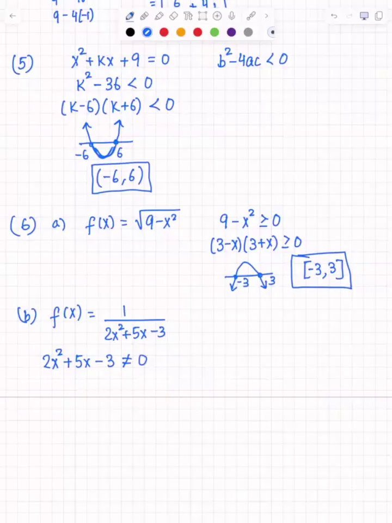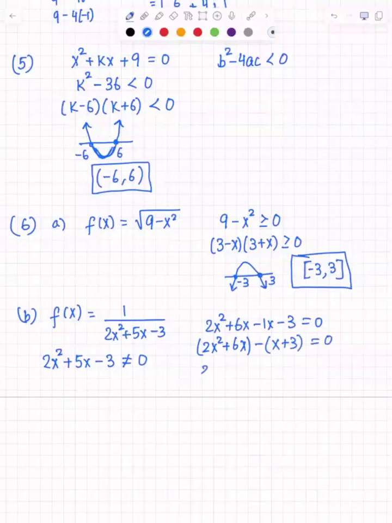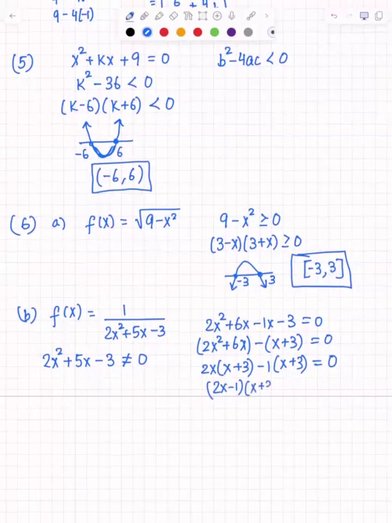So let's solve this. We need the factors of -6 that add up to 5. Copy the first term, 2x squared plus 6x minus 1x, minus 3, equals 0. Let's factor by grouping. In front of a negative, change the sign. Factor out 2x here, and it's 1. So we have 2x minus 1 times x plus 3 equals 0. So x cannot be 1/2 or -3.